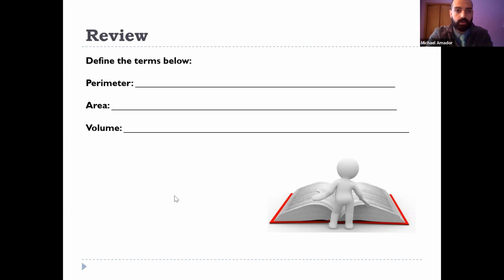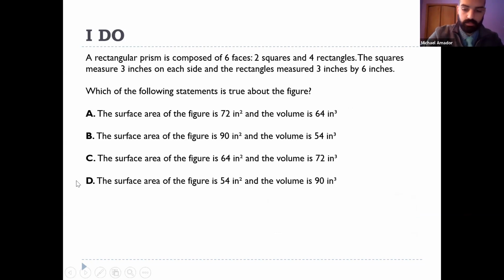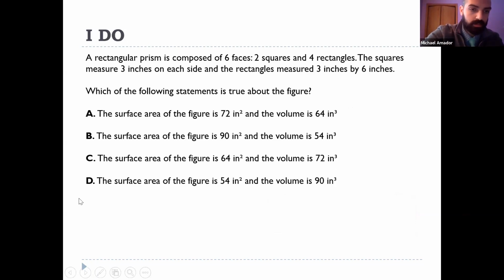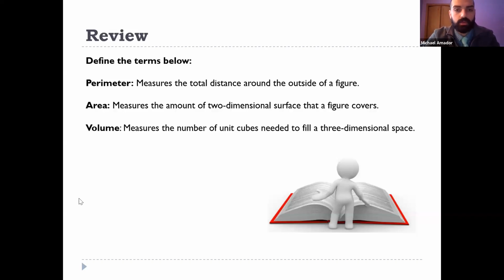Okay, so perimeter measures the total distance around the outside of a figure. Oh, I guess I'm not going to be able to draw on the thing today. So perimeter measures the total distance around the outside of a figure. Area measures the amount of two-dimensional surface that a figure covers. And volume is the number of unit cubes that fit inside a space. So volume is three-dimensional.